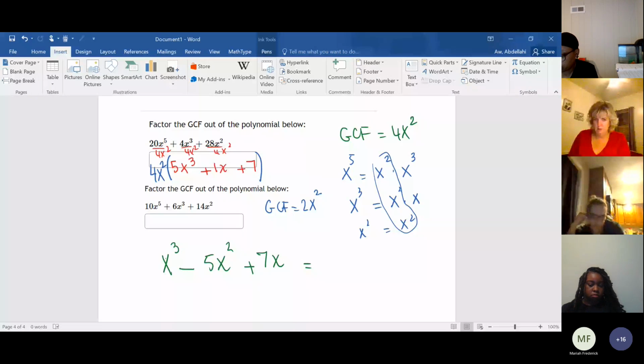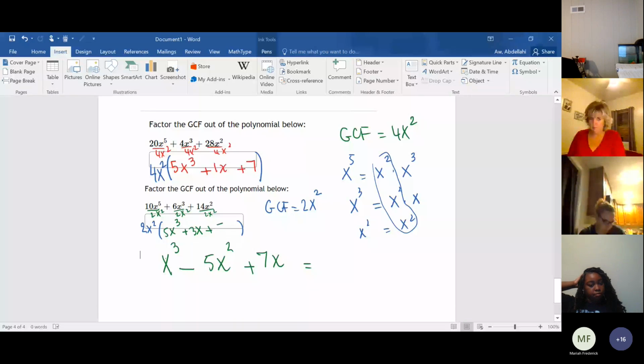Okay, it's 2x squared. So what you have to do, we put 2x squared up front, like this, and then we divide. When you divide, you don't have to write it down. You can do it mentally, but you just write it down to make sure. What is 10x to the fifth divided by 2x squared? 5x to the third. 6x cubed divided by 2x squared? 3x. And 14x squared divided by 2x squared? 7. That's it.